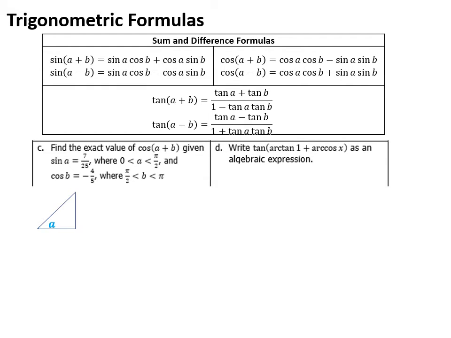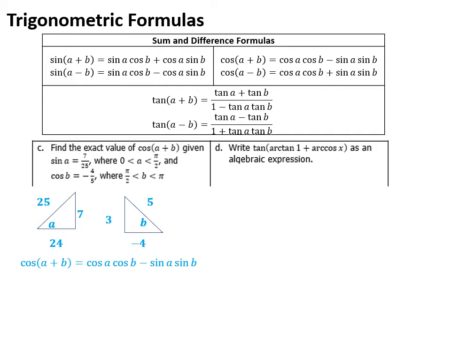First one, let's go with a, and 7 over 25 would be the side relationship for the sine. 25 squared minus 7 squared gets us this 24 squared. And then for b, that's going to be in the second quadrant, and negative 4 over 5, and that's a 3, 4, 5 triangle, so that side's positive 3.